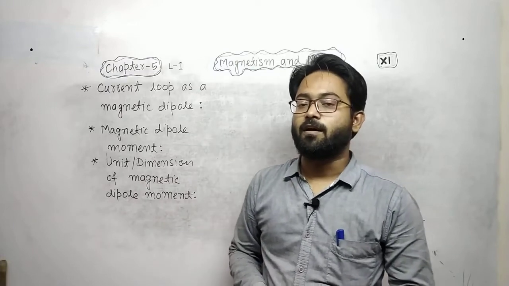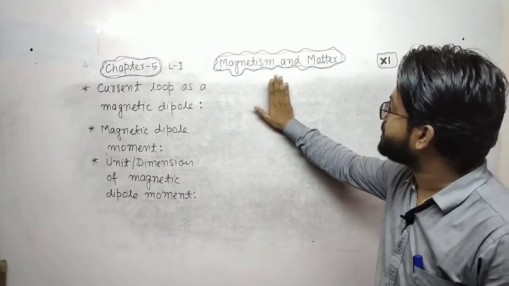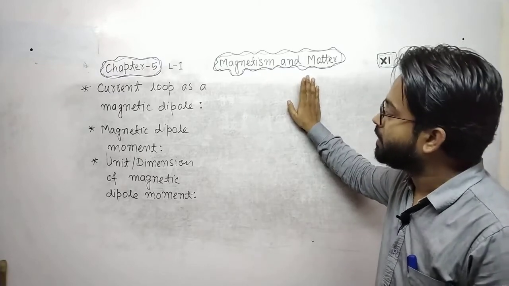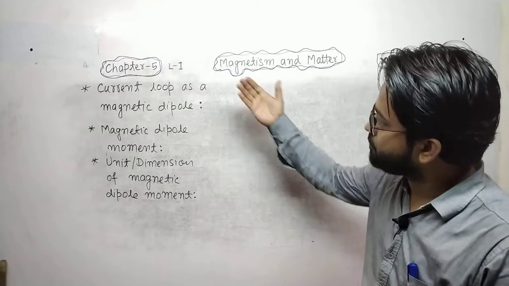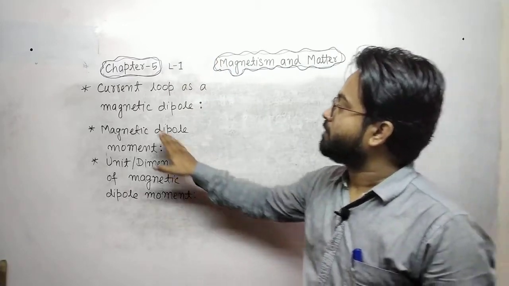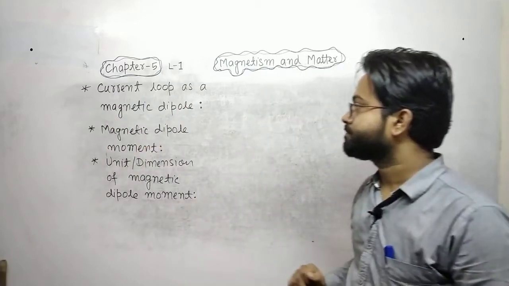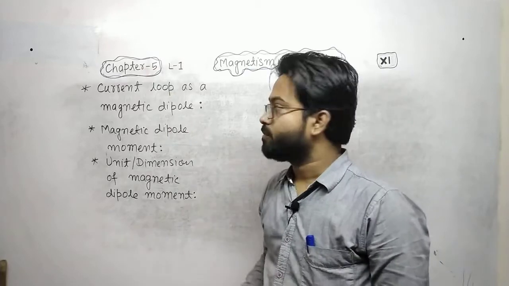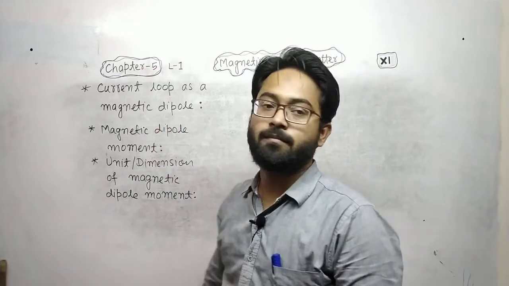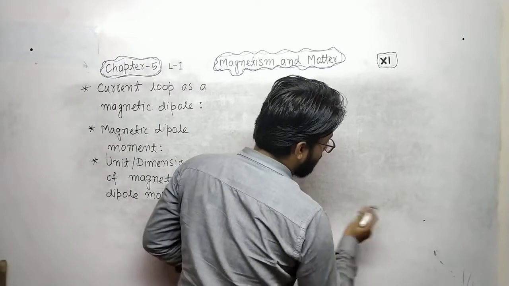Hello students, now we are going to discuss chapter number 5, that is magnetism and matter. This is lecture 1, and under lecture 1 we will discuss these points. First point is current loop as a magnetic dipole. Like electric dipole, current loop also behaves like magnetic dipole. Okay, let us discuss it in detail.